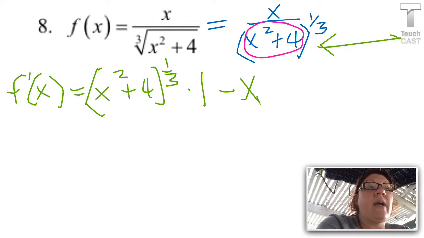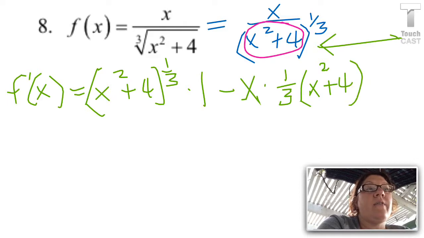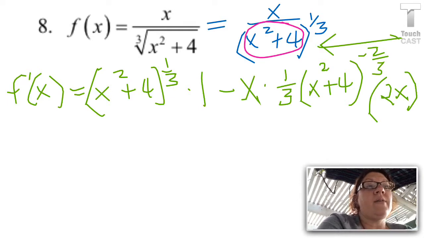I'm going to start with the outer shell, which will be 1/3, and decrease that power by 1, because I'm doing the power down rule. If I take 1 off of that, I'm at -2/3. And then I have to remember that was the outer shell. Now I've got to dissolve the M&M, the chocolate, and so the derivative of the inside would be 2x. And so that part was the d low.